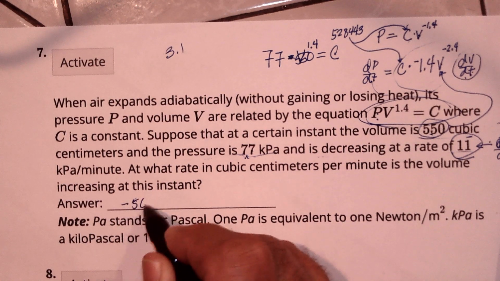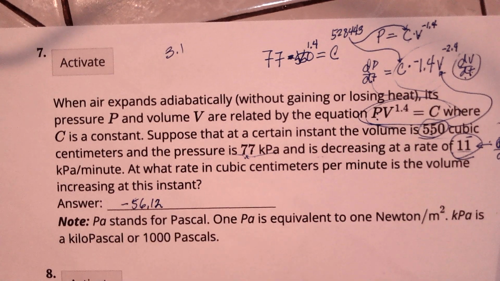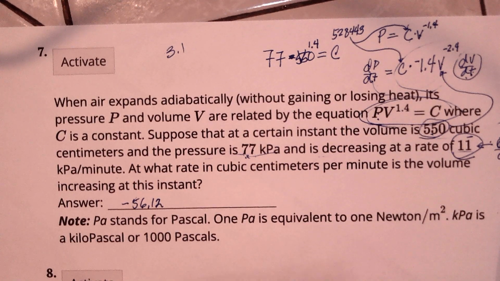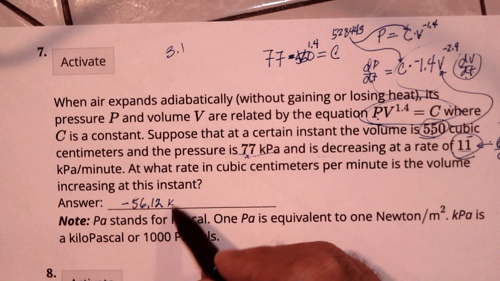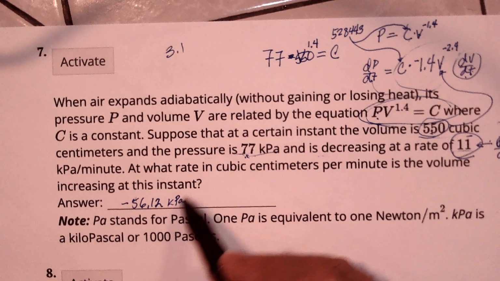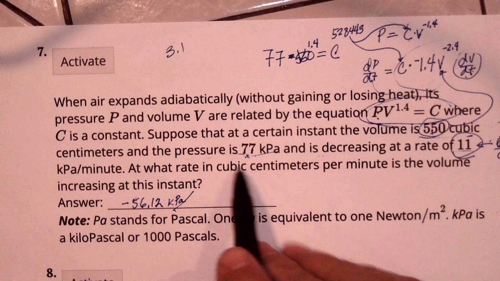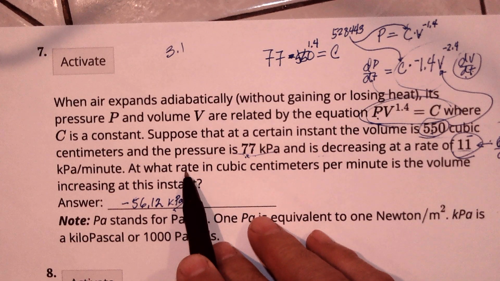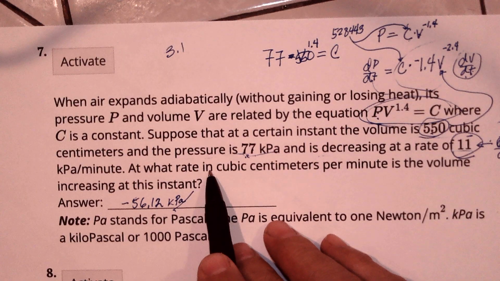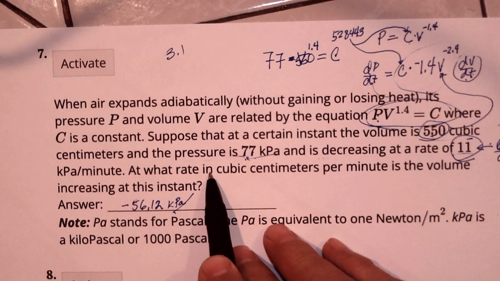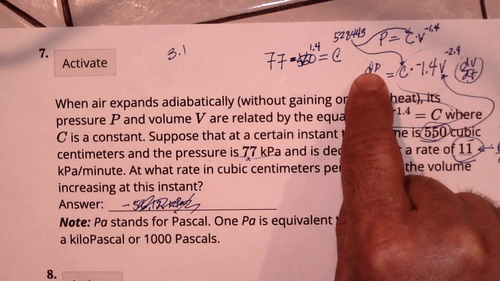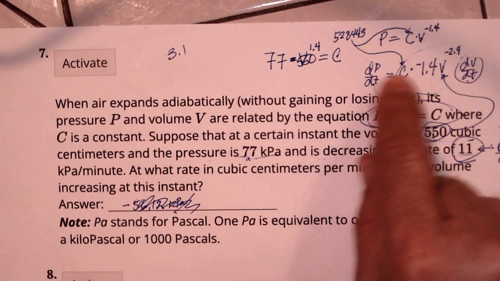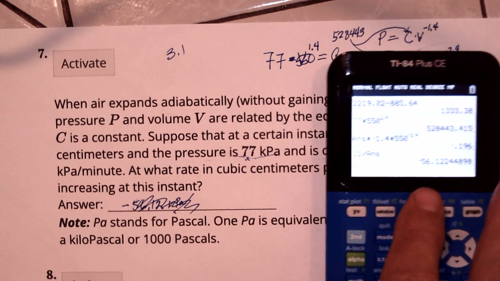Negative 56.12. And this would be, we're doing the change in pressure, so this is kilopascals per, what rate is the volume changing? Oop, I messed up here. Sorry. 11 goes here. We have to divide it by C in this. Okay, I did that wrong.